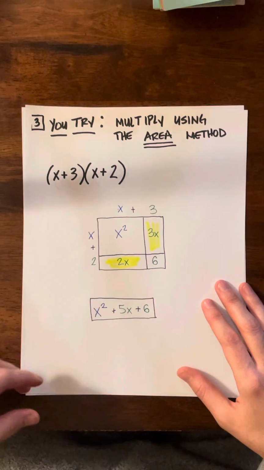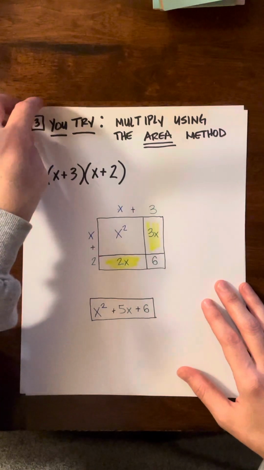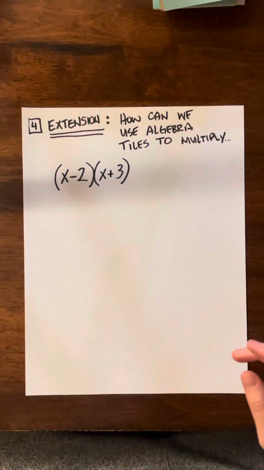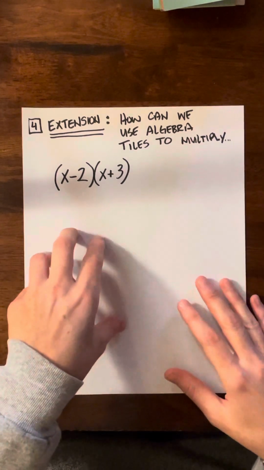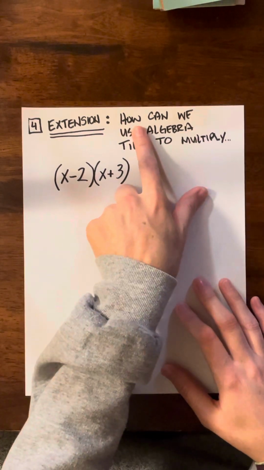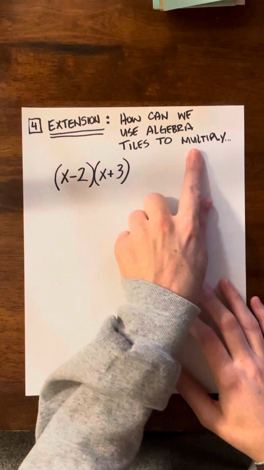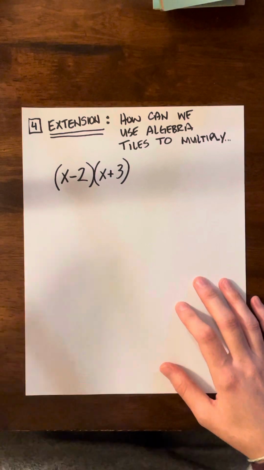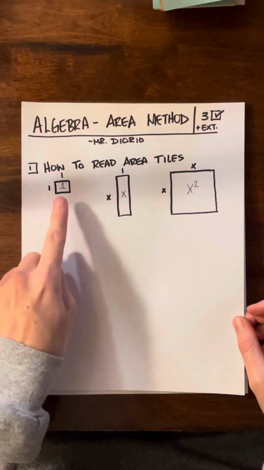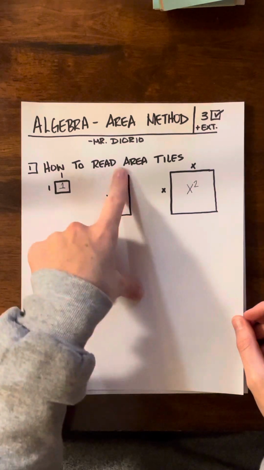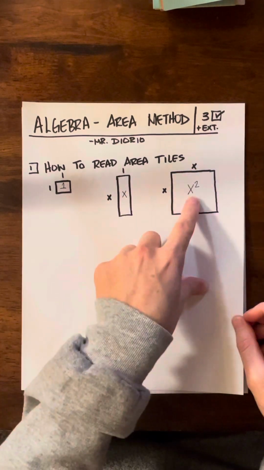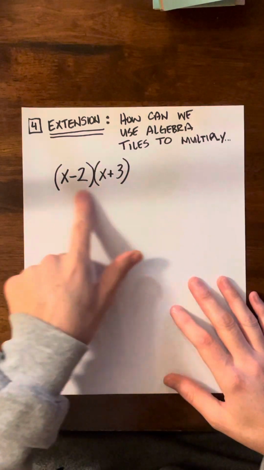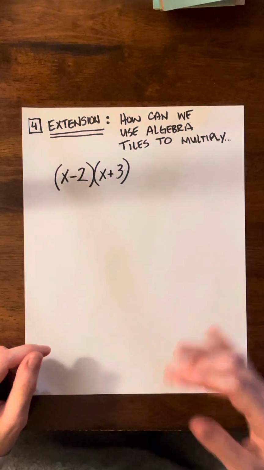Now we're going to use an extension of what we just learned, and see if we can do this next problem. What we want to know is, how can we use algebra tiles to multiply? Remember, with our algebra tiles, our smallest square is 1, our rectangle is x, and our biggest square is x squared. So let's start and work with our factored form of our quadratic expression.